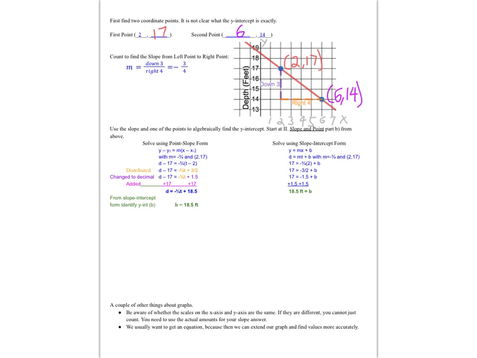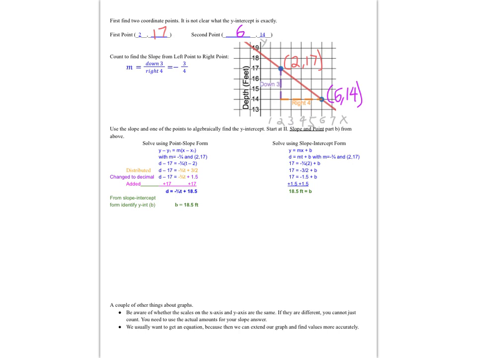That could have been 18.53. We don't know until we do the algebra, since it doesn't cross the coordinate grid at a really good spot. So now we have our slope and our y-intercept. I can easily write my slope-intercept equation.